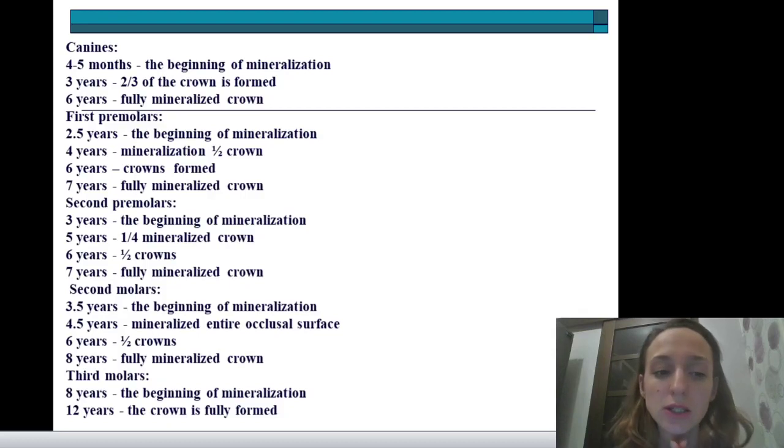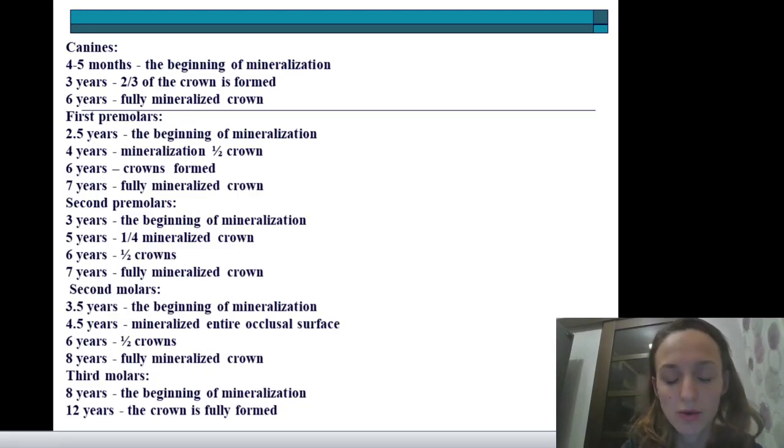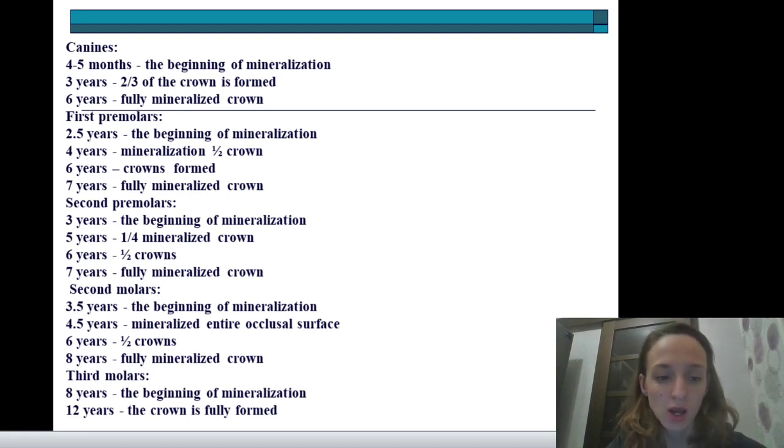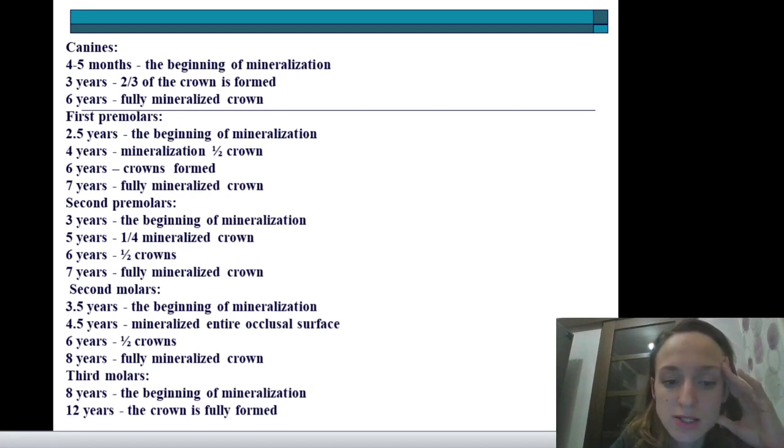For canines, at 4 to 5 months it is the beginning of mineralization, at 3 years 2/3 of the crown is formed, at 6 years a fully mineralized crown. First premolar: at 2 and 1/2 years beginning of mineralization, at 4 years mineralization of 1/2 of the crown, and the crown will be formed at 6 years. 7 years is a fully mineralized crown. Second premolars: 3 years is the beginning of mineralization, 5 years it is 1/4 mineralized crown.